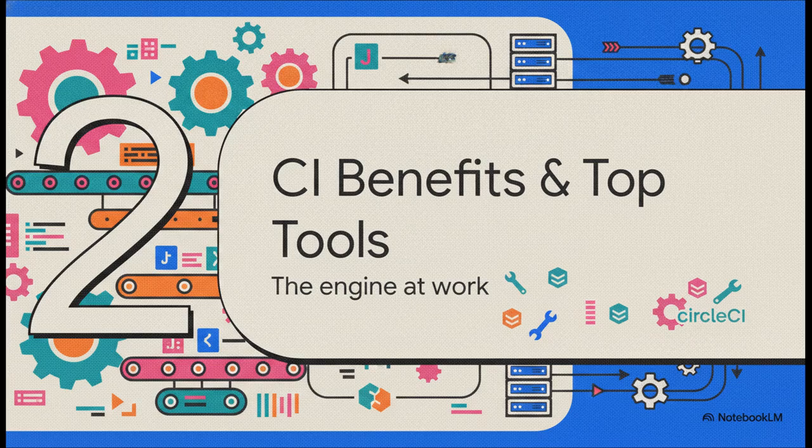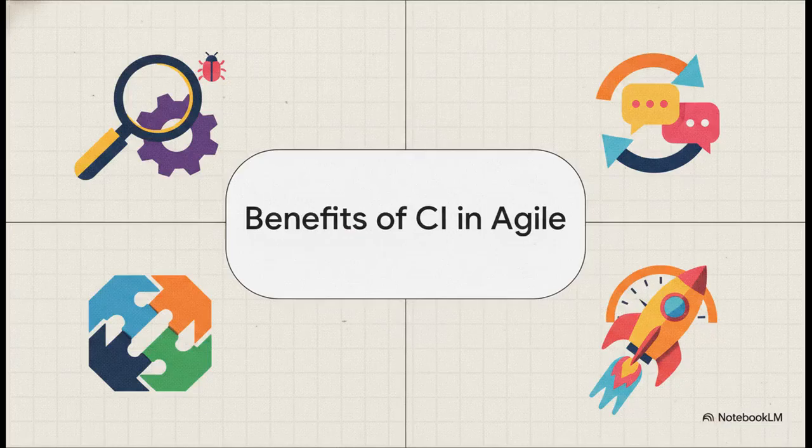Let's see this engine at work. Incorporating CI into an agile environment provides massive, tangible benefits. First up, it acts as an incredible safeguard through early issue detection. By automating testing for every single code change, bugs are caught instantly, completely preventing costly production errors down the line.